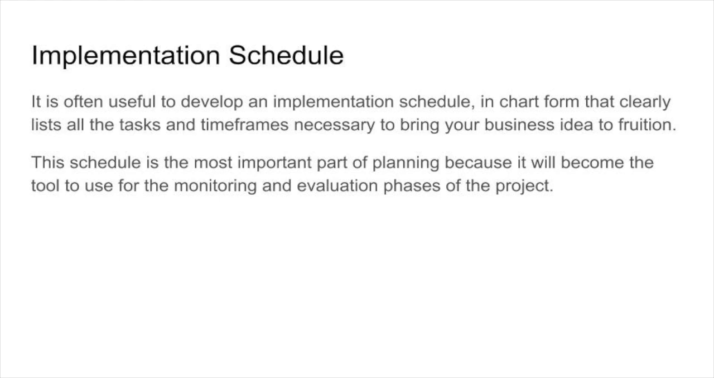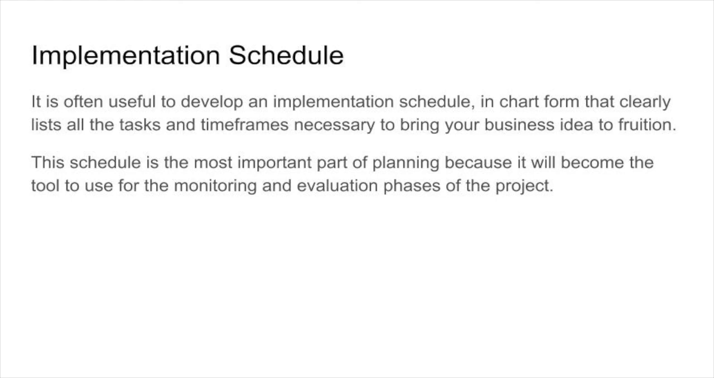Finally, in this section, you need to put some sort of an implementation schedule. When do you plan to have this done? So we talked about Gantt charts way back in the chapter on operations, and this is really where a Gantt chart comes in handy because it will clearly lay out what you need to do and when.